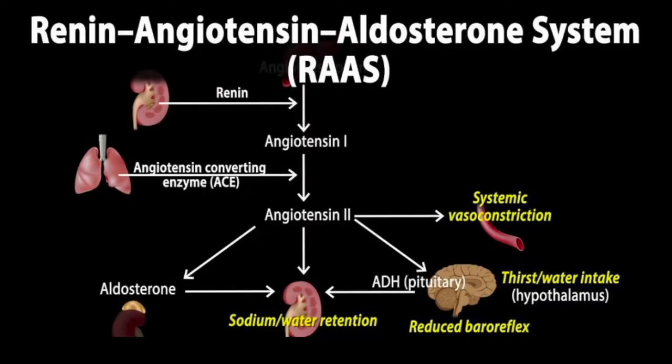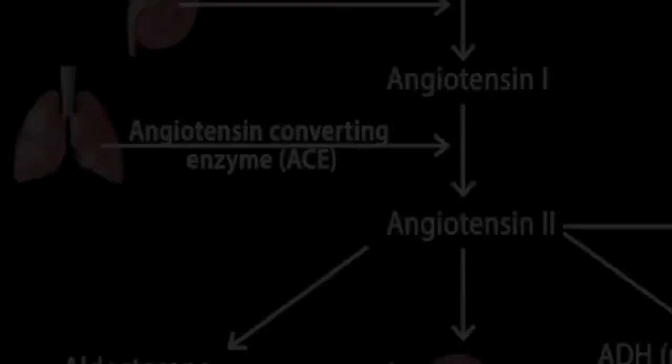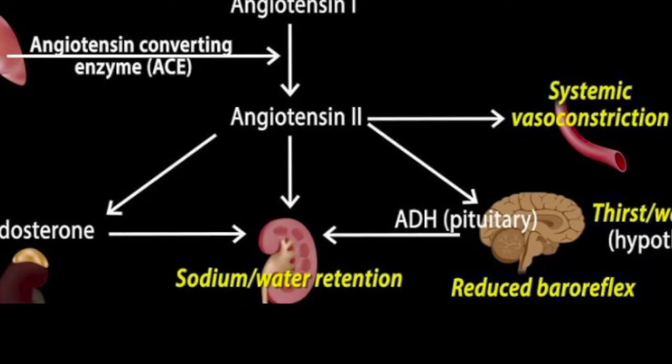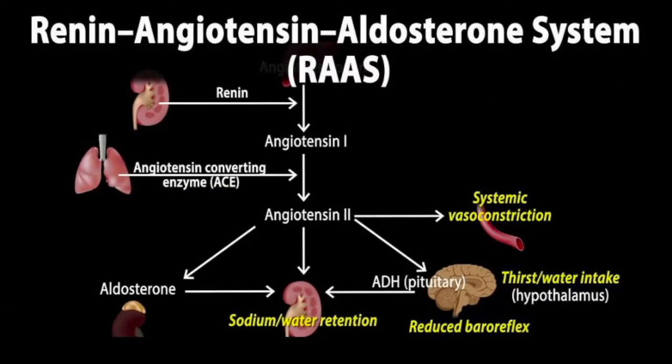As the renin circulates the body, it activates angiotensinogen from the liver and creates angiotensin 1. ACE, or angiotensin-converting enzymes, that are usually found on the endothelium of our lungs and kidneys, convert angiotensin 1 to angiotensin 2. Angiotensin 2 constricts blood vessels, binds to the hypothalamus to increase thirst and water intake, and it also stimulates the release of antidiuretic hormone from the posterior pituitary gland.